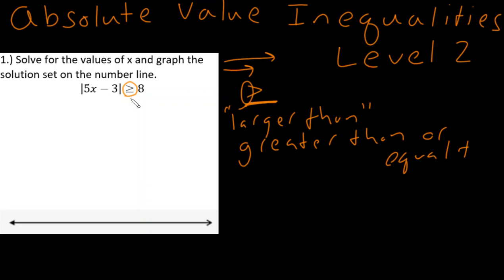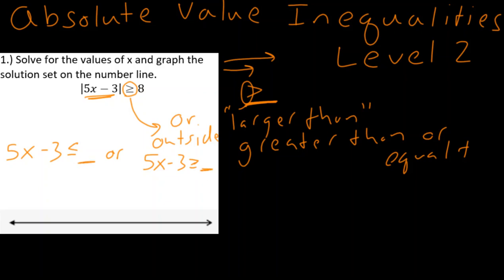Okay, so when we think about this, well, wait a second. What words have we used to describe the greater than symbol? Well, we use the word or, we could also use the phrase outside. Okay, so let's see here. We're going to take this 5x minus 3 and write 5x minus 3, and I'm going to write 5x minus 3. And so wait a second, since it's a greater than or equal to symbol, we need both the less than or equal to and the greater than or equal to symbol. But the question becomes, well, what in the world do I put over here?